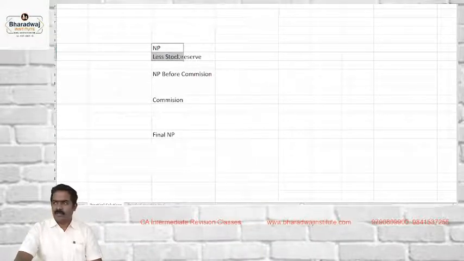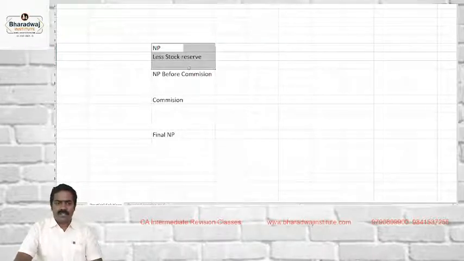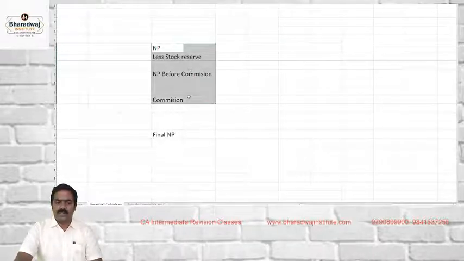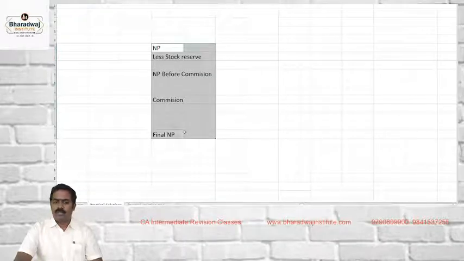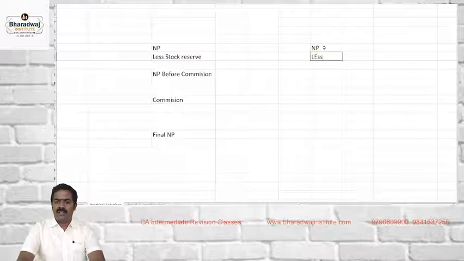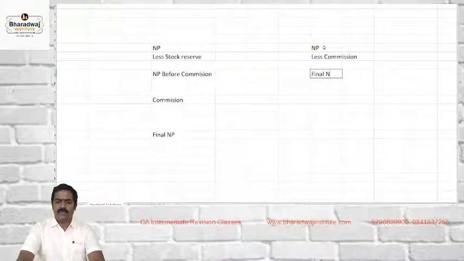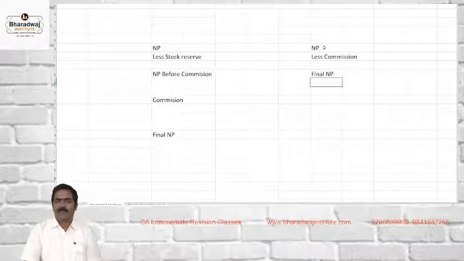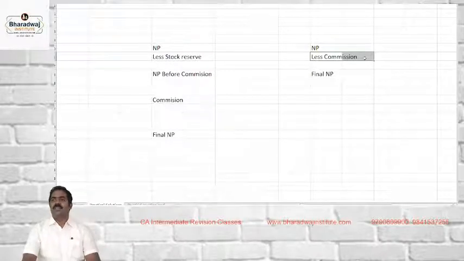Okay. Profit arrived at as per departmental accounts. Eliminate stock reserve, you get net profit before commission. Eliminate commission and you get the final net profit. But what they have done is they have taken net profit, eliminated commission and arrived at final net profit. So what would have been wrong? The final net profit is wrong. Commission is also wrong. Why?